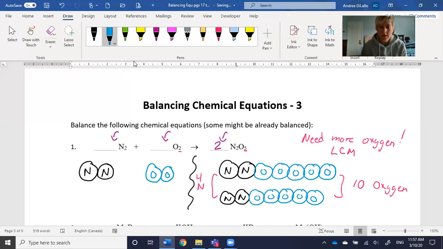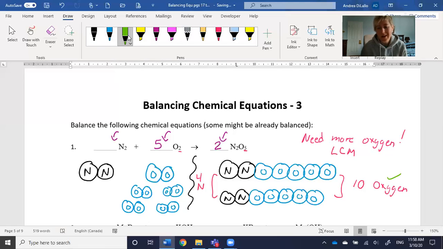I have 10 oxygens here. Well, what number times 2 gives me 10? 5. So that means I'm having 5 oxygen molecules, and in each oxygen molecule, I have 2 oxygen atoms. So 1, 2, 3, 4, 5, 6, 7, 8, 9, 10. So my oxygens are now balanced, but now I have to deal with my nitrogens.